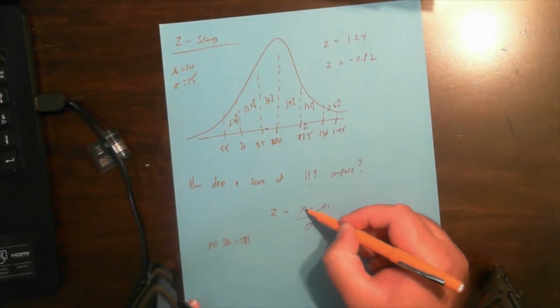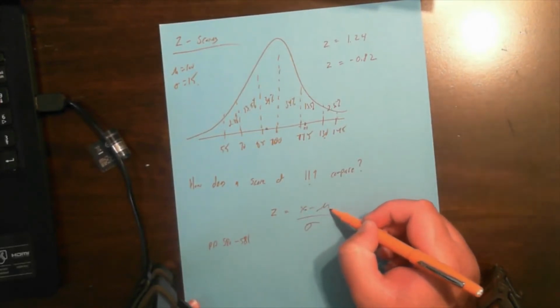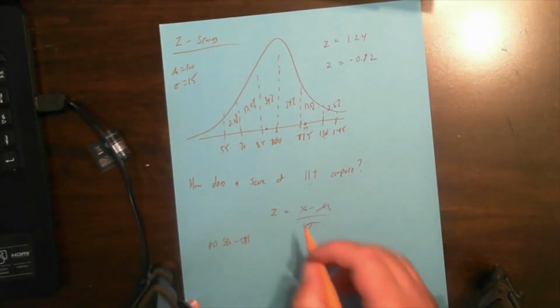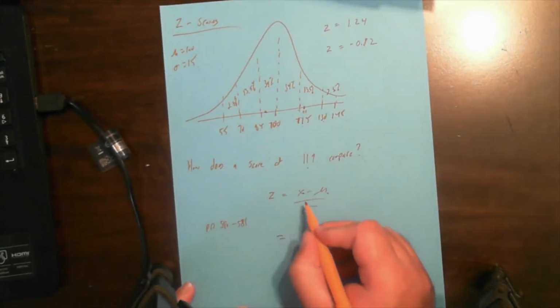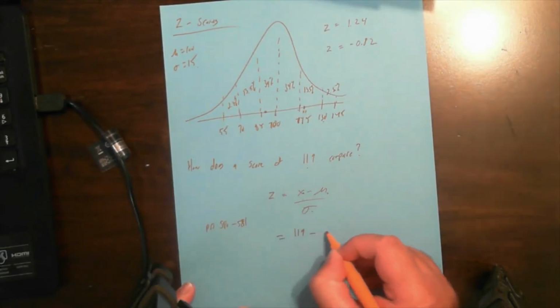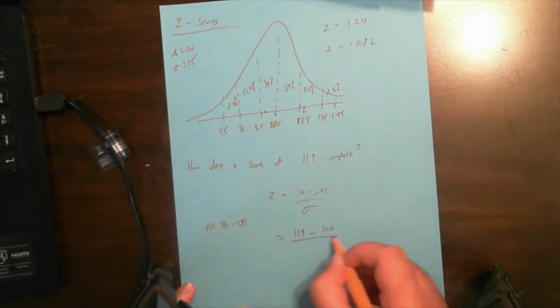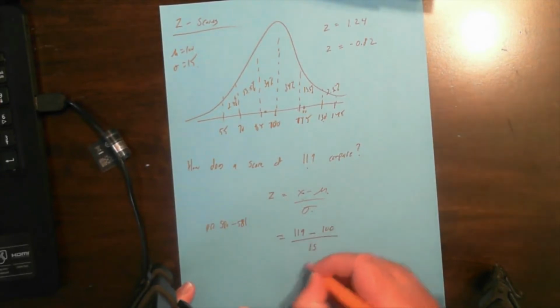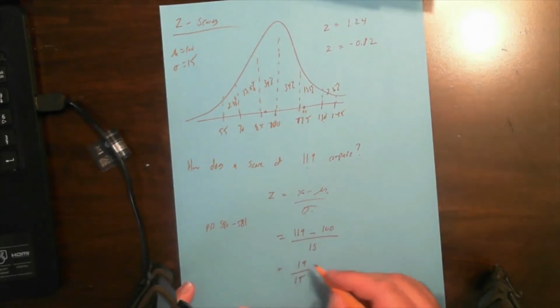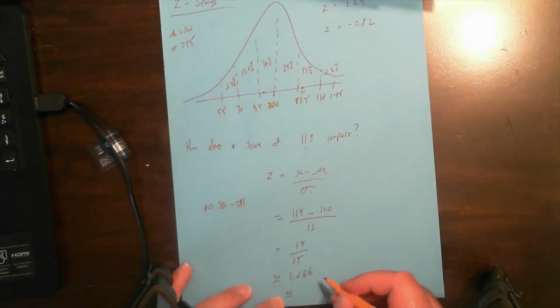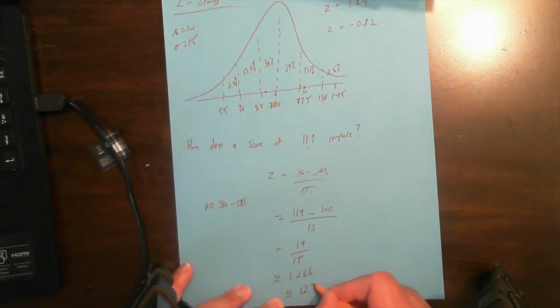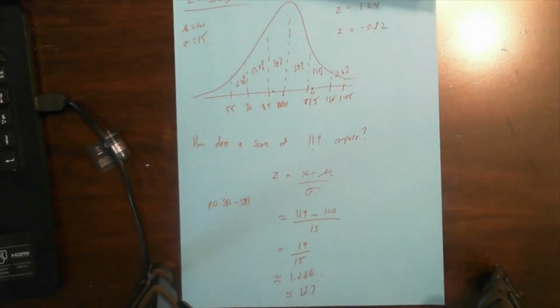So here x stands for the data value of interest. This is your mean, and divide by your standard deviation. So to calculate my z-score, I'll take my score of interest, which is 119. I subtract my mean, which is 100. Then I divide by my standard deviation, which is 15. So 119 minus 100 is just 19. Divided by 15, which gives me about 1.266, etc., right? So if I were to round this to 2 decimal places, it would be about 1.27, right?